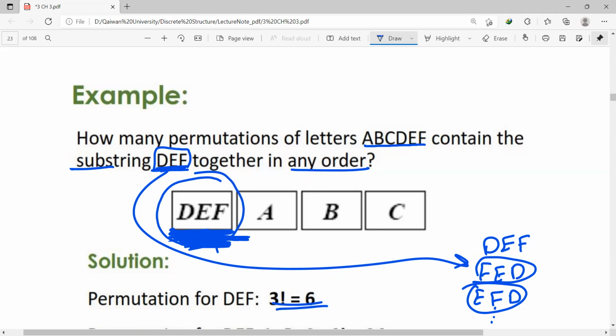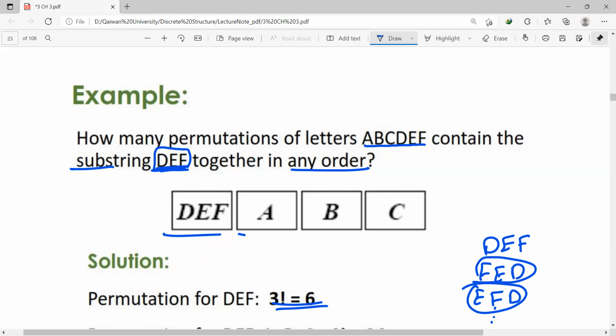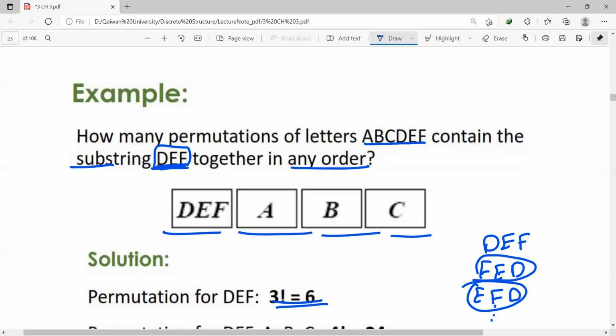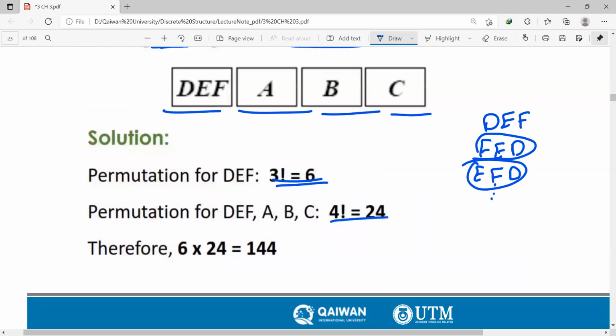And so how about all? We have 1, 2, 3, 4. 4 elements. So it's 4 factorial. It means it's 3 factorial times 4 factorial. Multiplying them is 144.